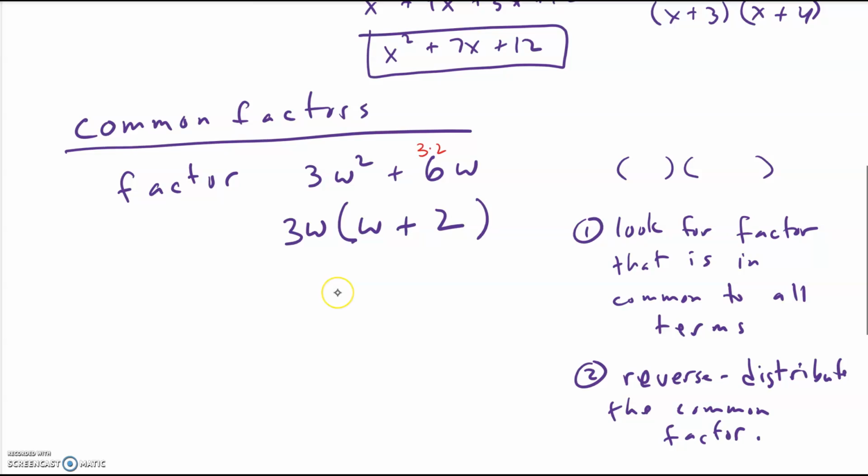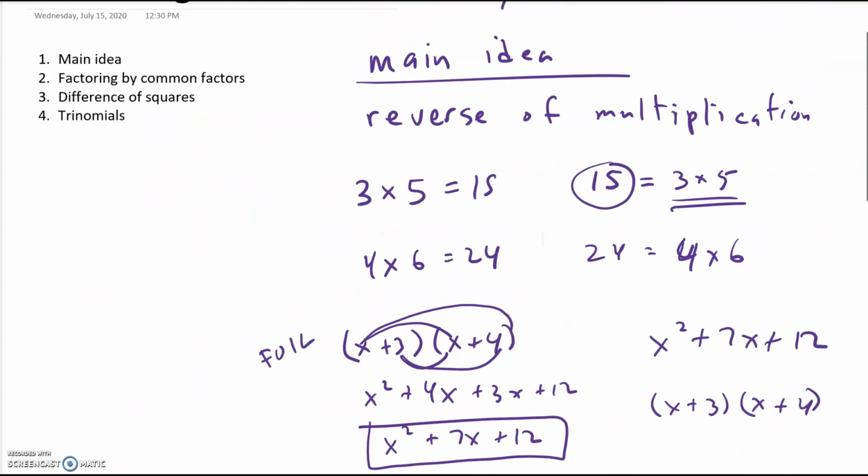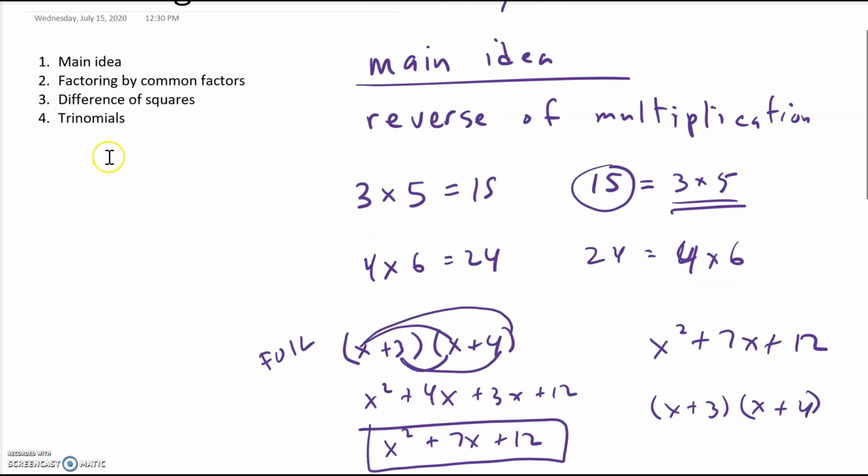So just to prove it, if you distribute, 3w times w is 3w squared, and then 3w times 2 is 6w. So sure enough, when you multiply back through, you end up with the original statement again. Okay, so that's just one example of the common factors. There are other examples in other videos. This is just a quick overview here. So that's the basic idea of common factors.